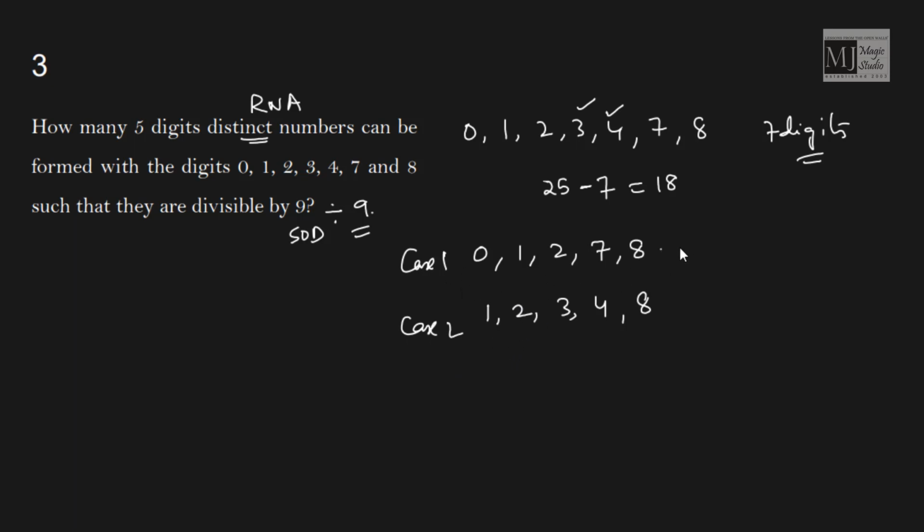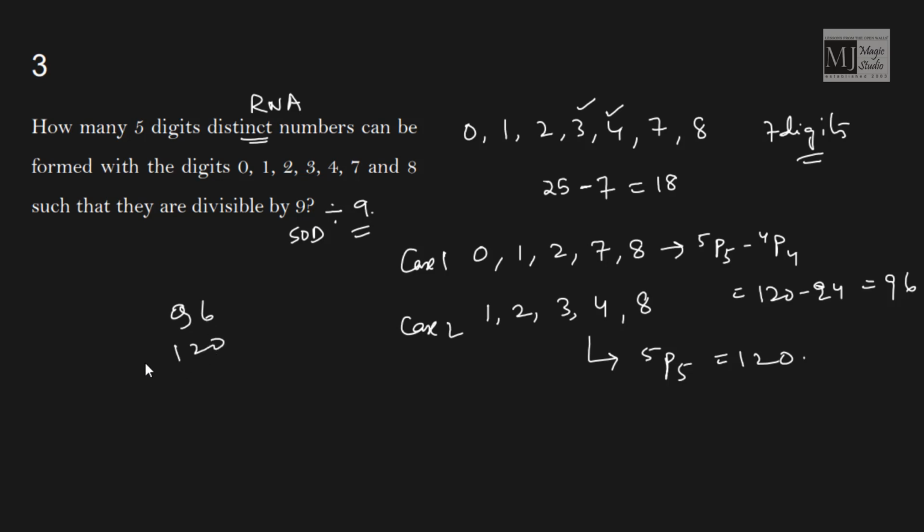Now how many 5-digit numbers can be formed? If 0 is also there, it should be 5P5 minus 4P4. 120 minus 24 is 96, and with these 5 different digits, distinct 5-digit numbers formed would be 5P5, that is 120. So the total 5-digit numbers that we can form is 96 plus 120, that is 216.